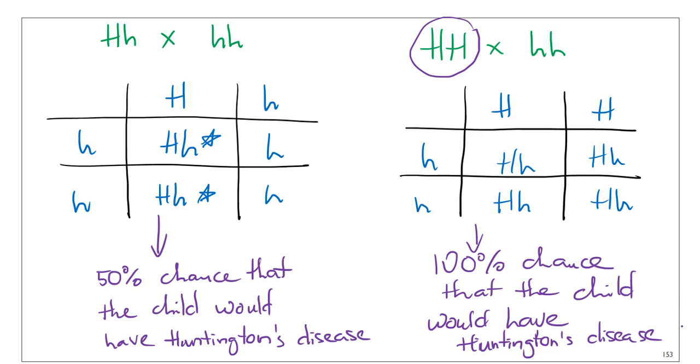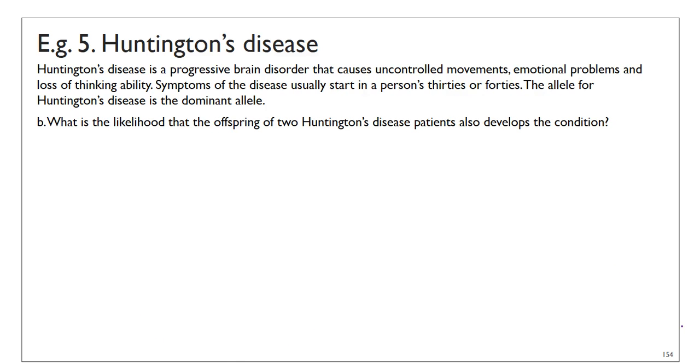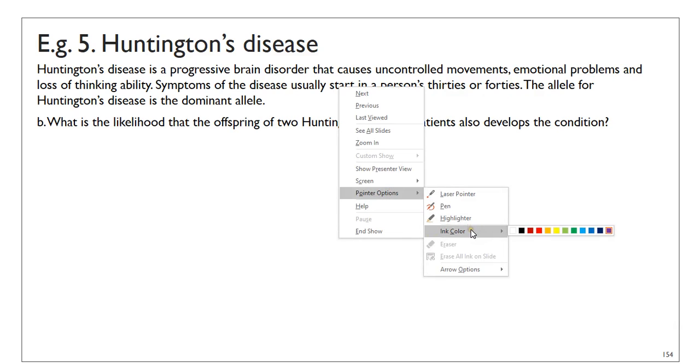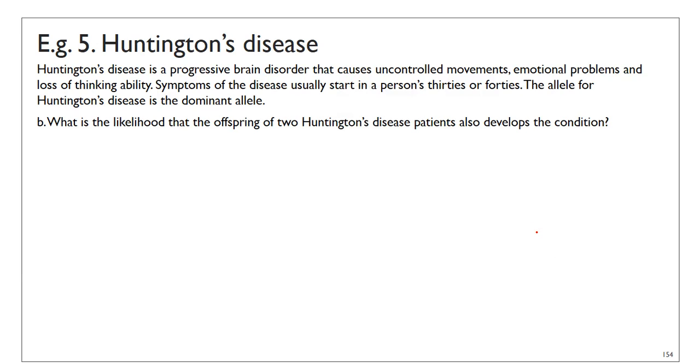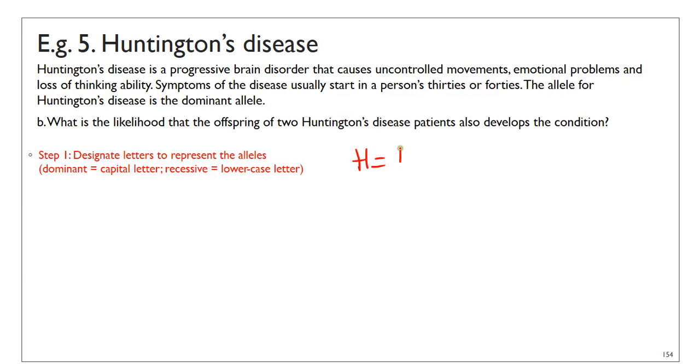So that's that. We're going to talk about part B as well. Part B is: if you have two people with Huntington disease, what is the likelihood that the offspring will also develop the condition? And surprisingly, this is not necessarily 100%. So once again, we already did this. H is Huntington, and lowercase h is the normal condition.